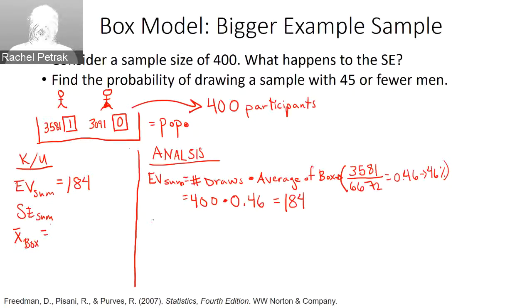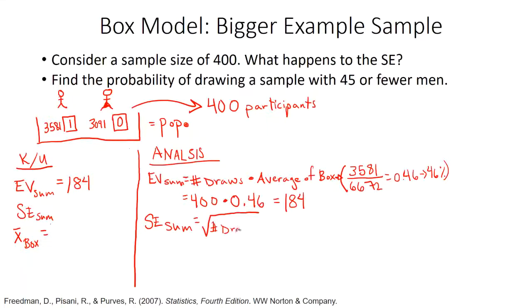Next, let's find the standard error for the sum. Well, we remember that the standard error for the sum is equal to the square root of the number of draws times the standard deviation of the box. What's the standard deviation of the box? Do we need to calculate that again? We don't, because the standard deviation for the box is the standard deviation for the box.